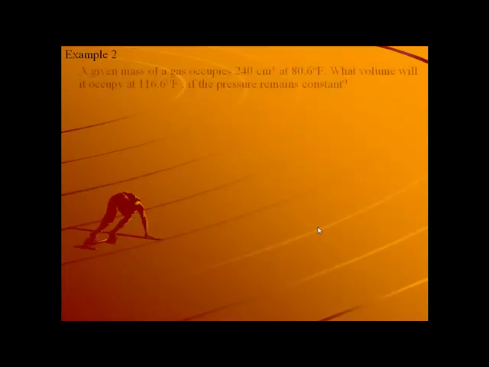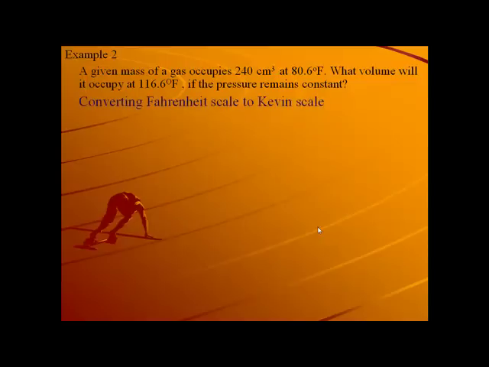Example 2. A given mass of a gas occupies 240 centimeter cube at 80.6 degrees Fahrenheit. What volume will it occupy at 116.6 degrees Fahrenheit if the pressure remains constant? Converting the Fahrenheit numbers to Kelvin scale, we get K is equal to F, the temperature in Fahrenheit, plus 459.4 divided by 1.8, or T1 is equal to 80.6 plus 459.4 divided by 1.8 is equal to 300 degrees Kelvin.